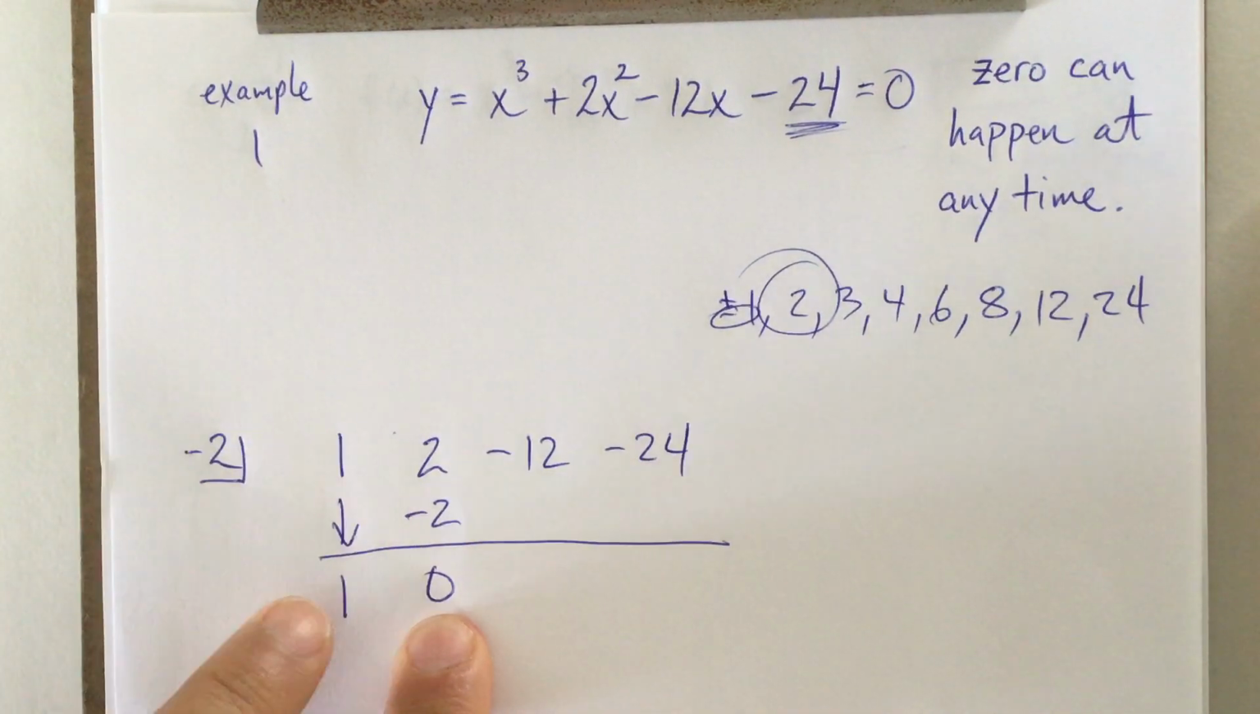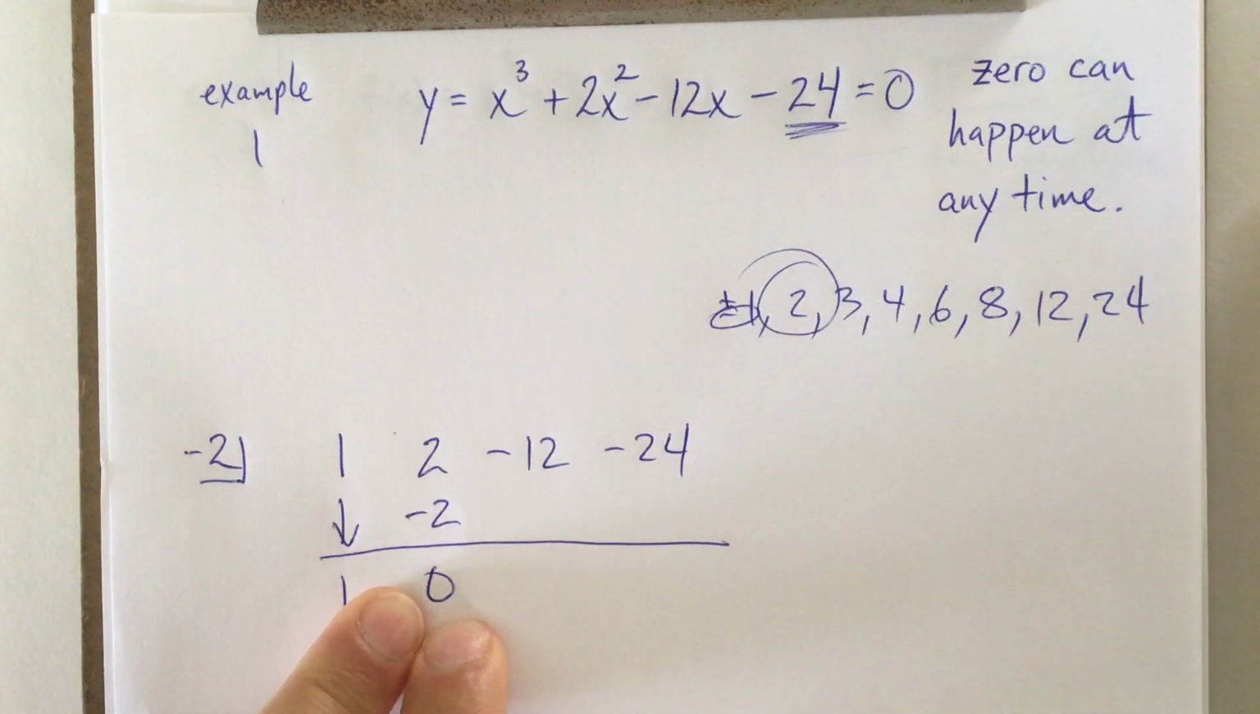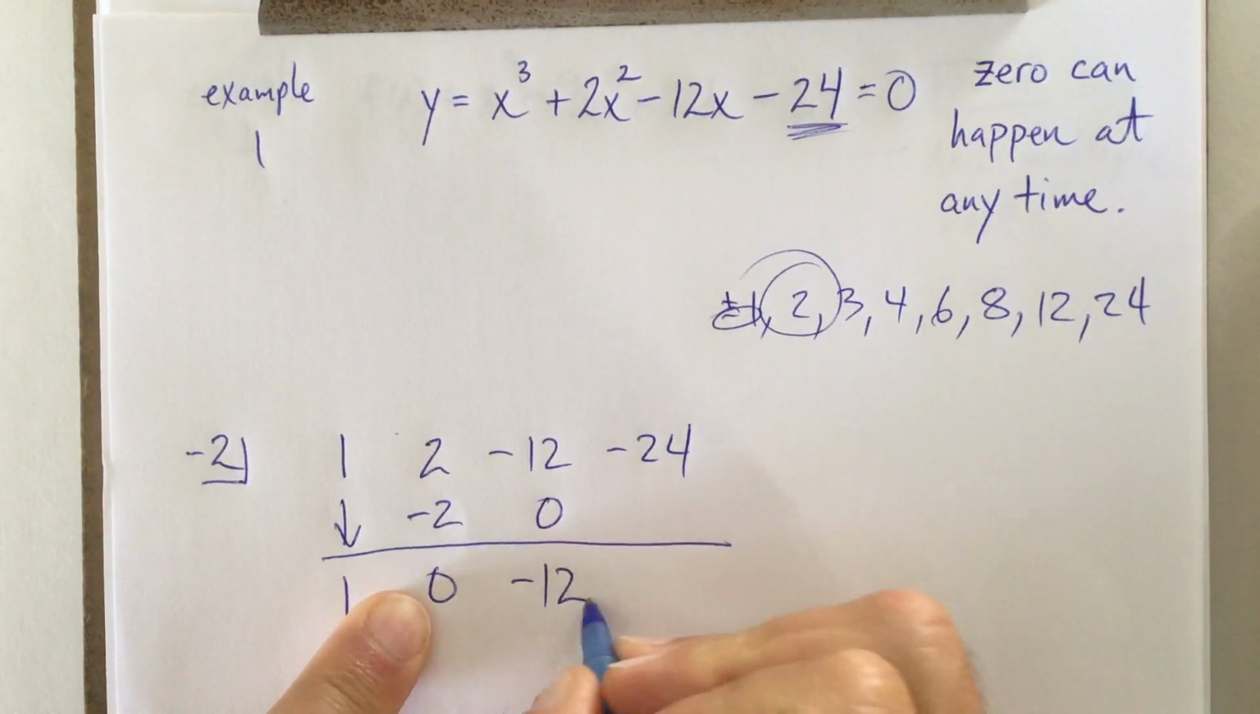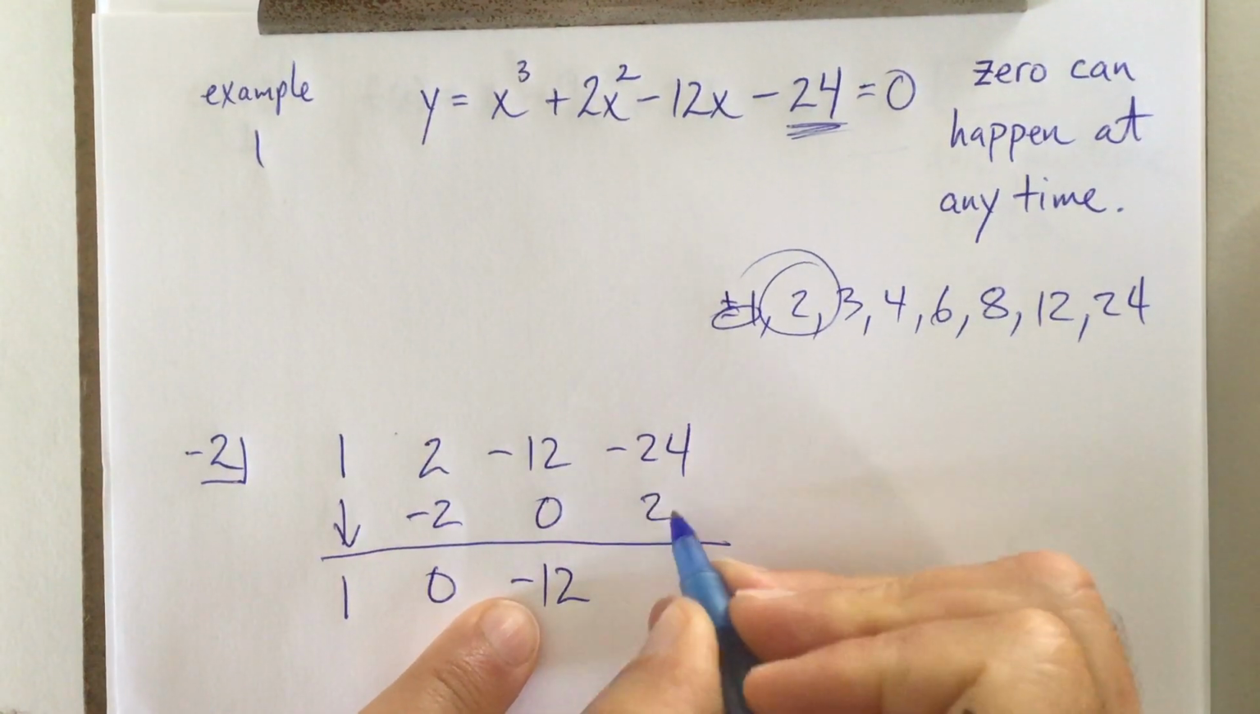Anyway, negative 2 times 1, I got that. There's my 0. Negative 2 times 0 is 0. That's okay. Add down. We still continue. And then negative 2 times, there it is. See?